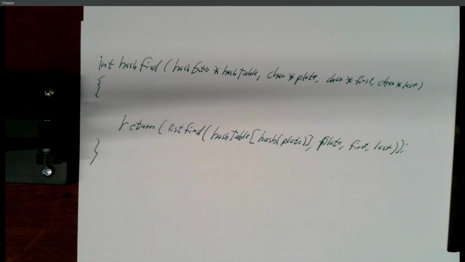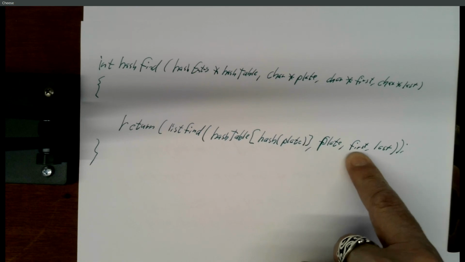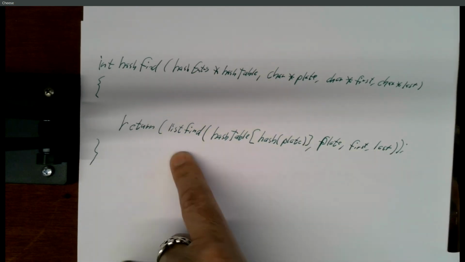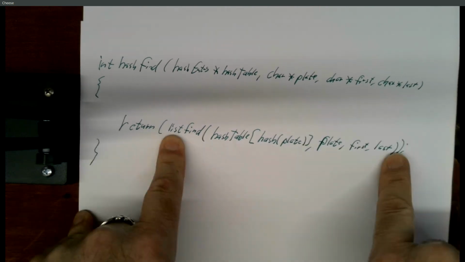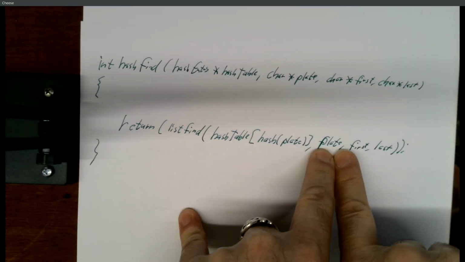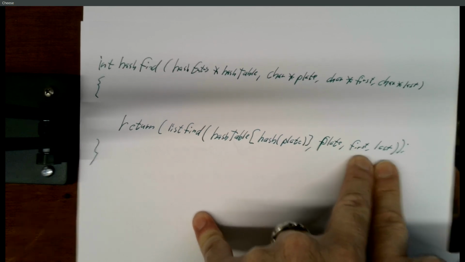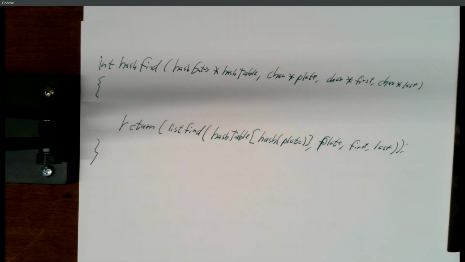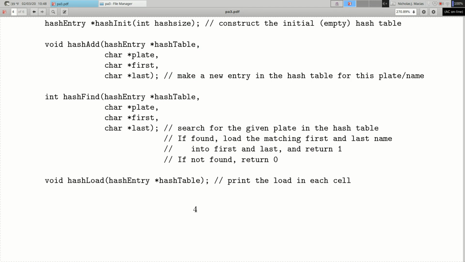Find where your plate's stored in the hash table, look up a sentinel node in hash table, pass that along with plate, first and last to list find. List find will update these variables if it finds the plate in that linked list. And list find will return a 1 in that case, in which case hash find will return a 1. If the plate is not found in the list, list find will leave these unchanged, in which case hash find will leave these unchanged. List find will return a 0, in which case hash find will return a 0. So you get exactly this desired behavior, which is return a 1 or a 0, and if it's a 1, update.